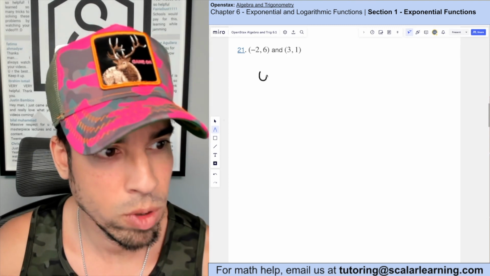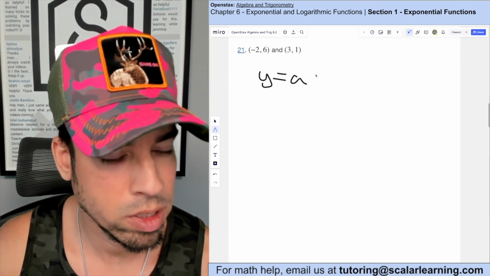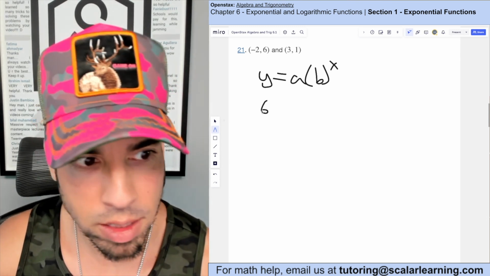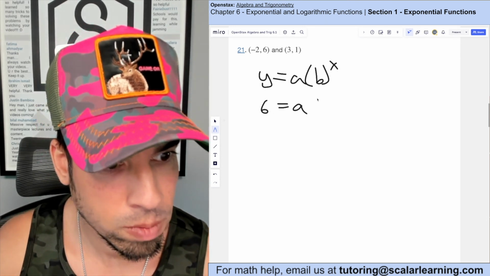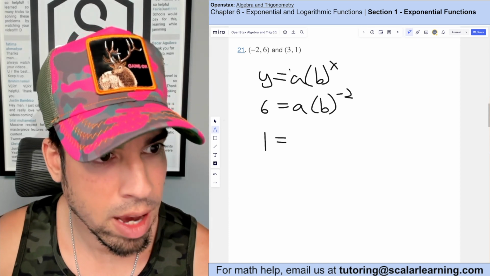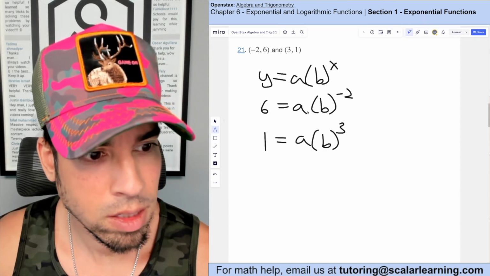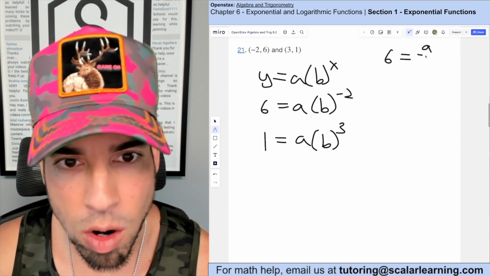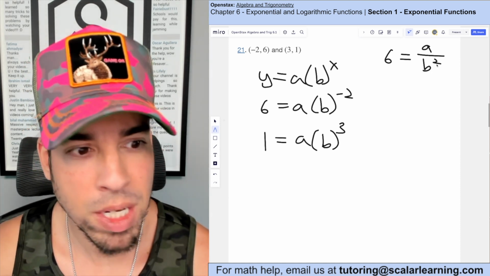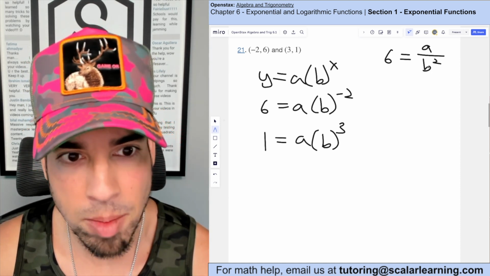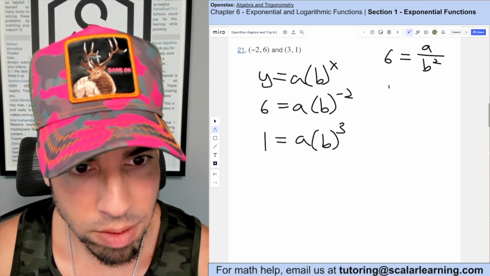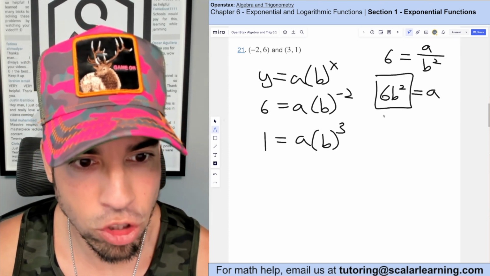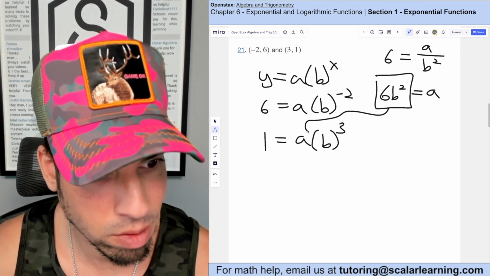So for this one, once again, we're going to start with that nice formatting of y equals a times b to the x. And we got my first point, which is when y is 6, x is -2. And when y is 1, x is 3. So that means 6 equals a times b to the -2, which is the same as 6 equals a over b squared, because b squared with that -2 goes to the denominator. Now I can multiply both sides by b squared, and I've got 6b squared equals a. I've got enough now to do a little substitution. Check this out. I can plug in 6b squared for a over here.